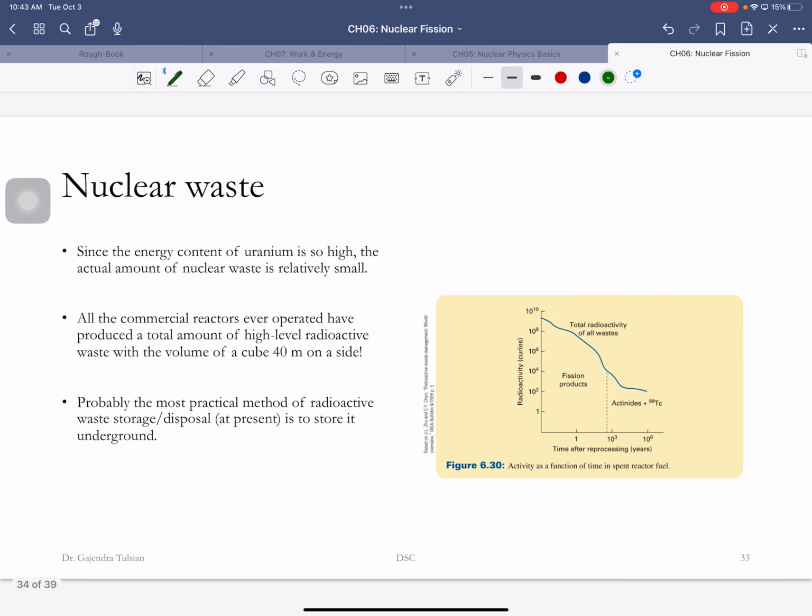So nuclear waste: all the commercial reactors ever operated have produced a total amount of high-level radioactive waste that's the volume of a cube 40 meters on the side. This building could contain all of the waste.